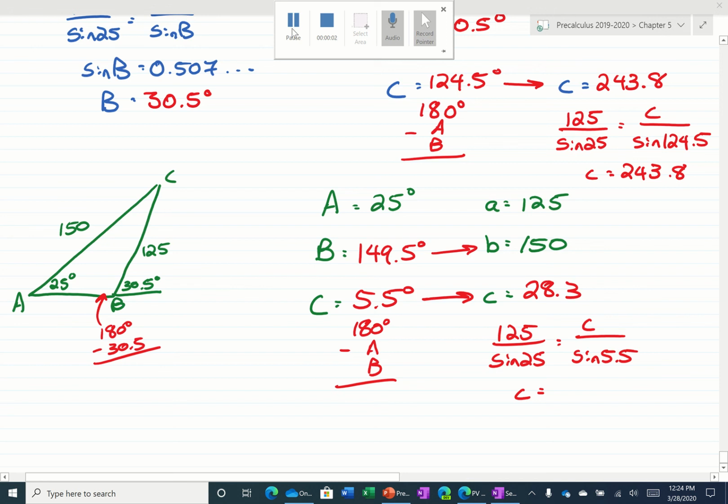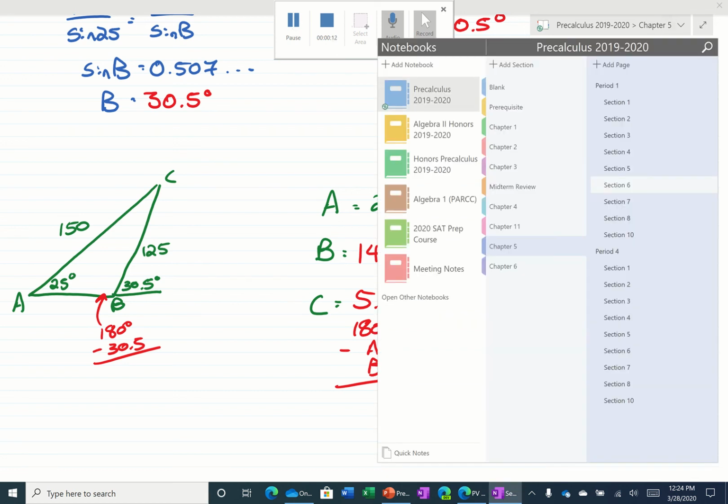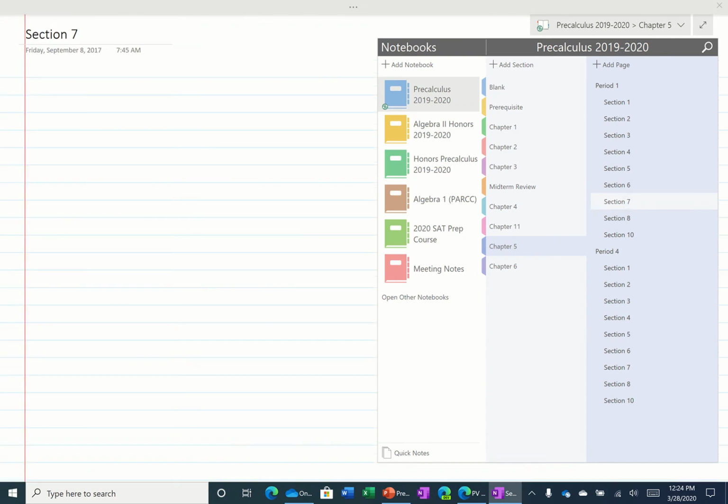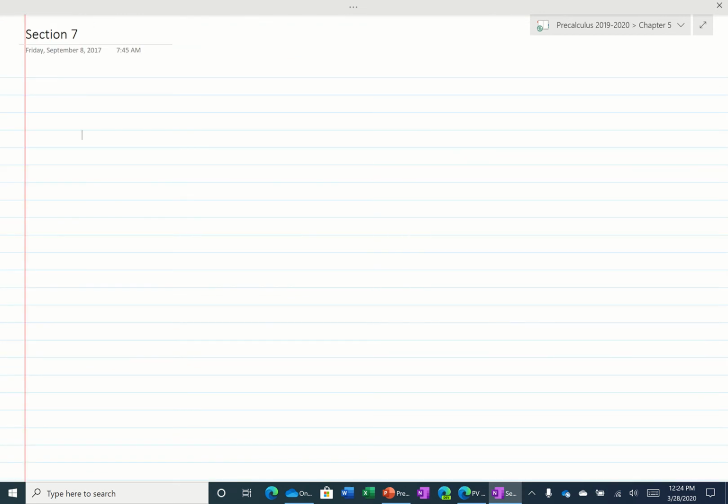Alright, so let's learn a new lesson today. And just to remind you, with the law of sines, you always have to check to see if it's 0, 1, or 2 triangles. So let me write all this down here. Section 7 today is the 31st.